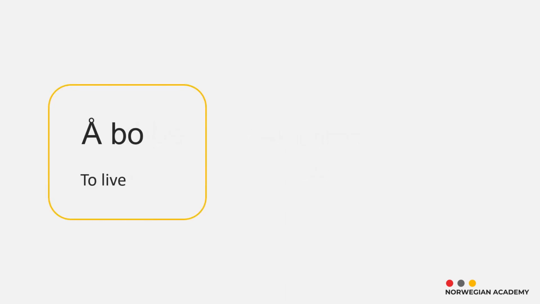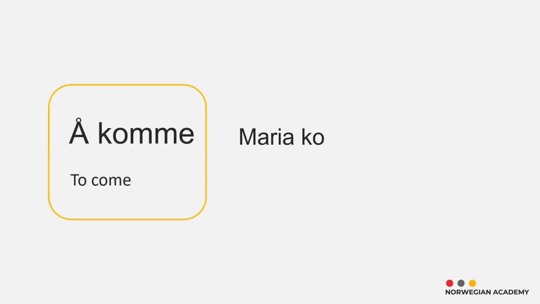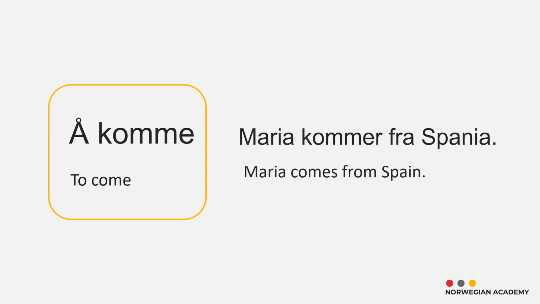More examples. Å bo, to live. Jeg bor. I live. Å komme, to come. Maria kommer fra Spania. Maria comes from Spain.